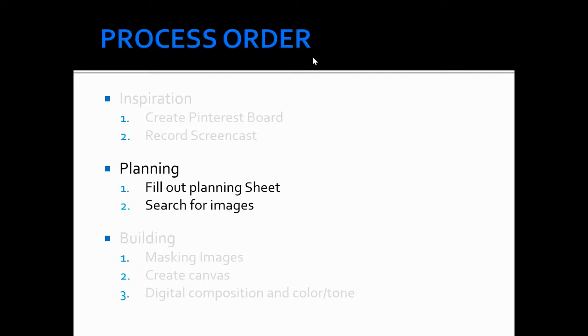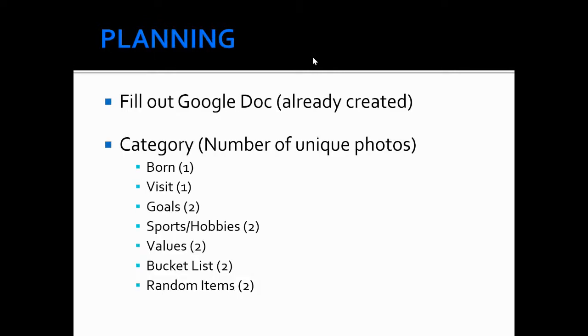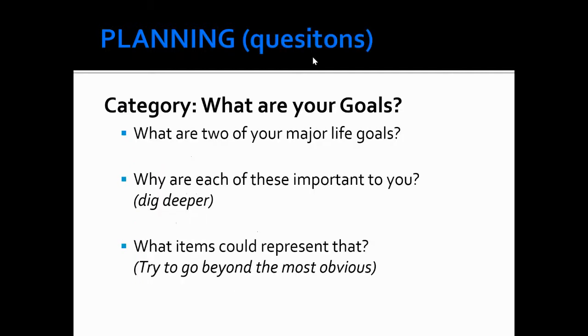So once you've found some inspiration and you've sent in your screencast, you're going to fill out the planning sheet that's a Google Doc, and then you're going to search for images. So in the planning phase, you're going to fill out the Google Doc that I've already created. In there, it has the listing of all of these items. Now, here's an example one. For each one of the items, I've given you 3 questions that you're going to be addressing. One is, what is the item or what is the thing? In this instance, the example category was goals. So what are your two major life goals?